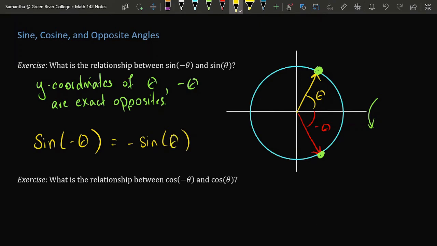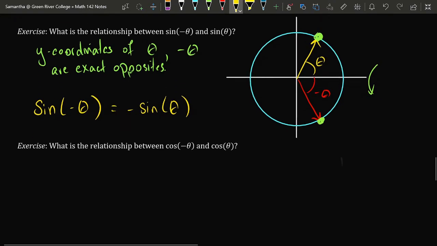From this same picture, we can ask a similar question about cosine. Is there any relationship between cosine of negative theta and cosine of the positive version of that angle? Well, because these two points are vertically mirrored, the x-coordinates of those points are actually exactly the same.